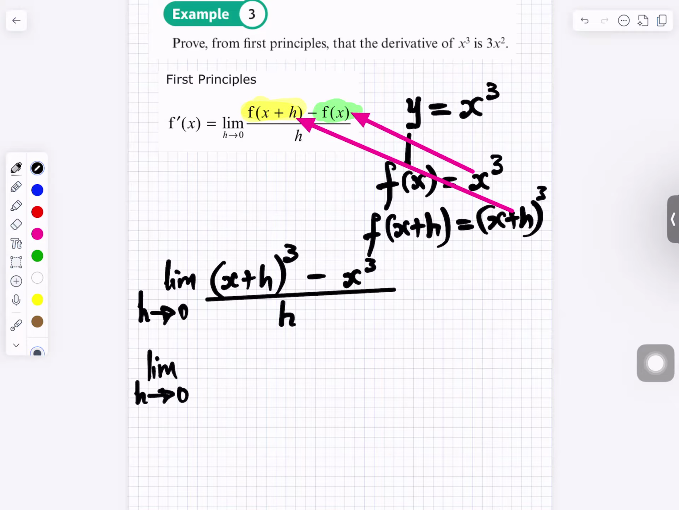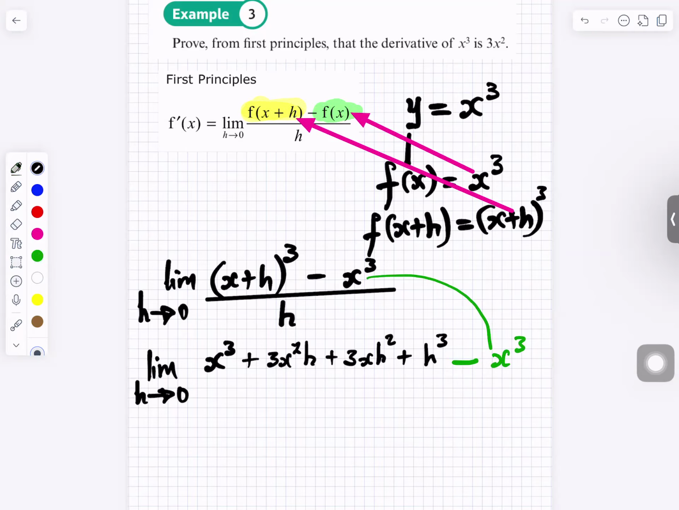So x plus h cubed, when you expand it, you will get x cubed plus 3x squared h plus 3x h squared plus h cubed, and then minus that x cubed, and then divided by h. You happy with that so far?